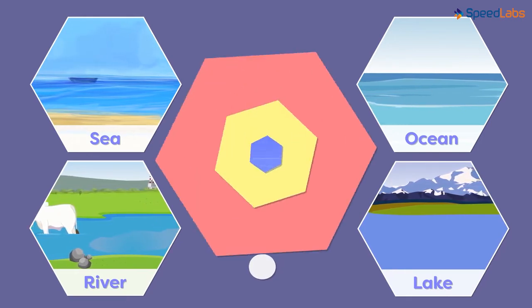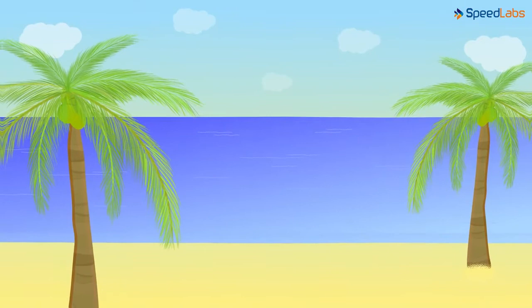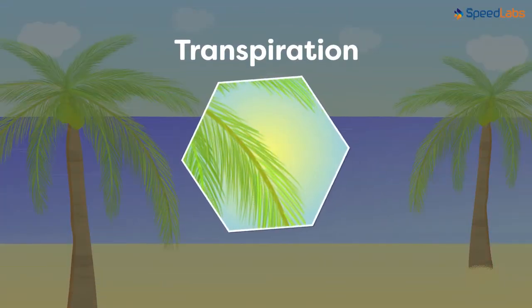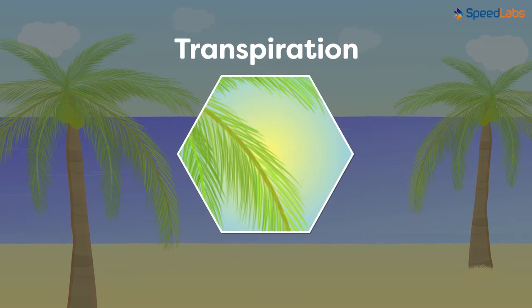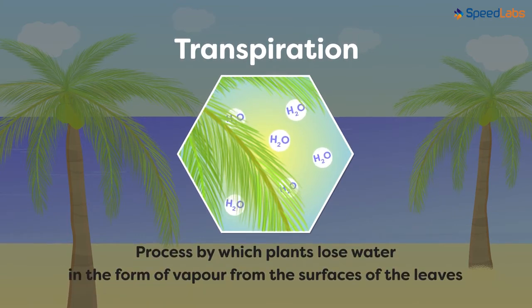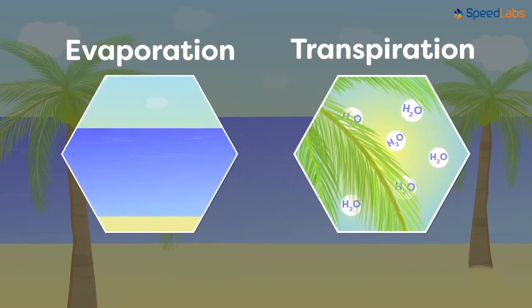We know that water is converted into vapor and lost from the surface of trees as well. We are well aware of the process of transpiration, the simple process by which plants lose water in the form of vapor from the surfaces of the leaves. Even though we cannot see the vapor formation, the process of evaporation and transpiration does take place.